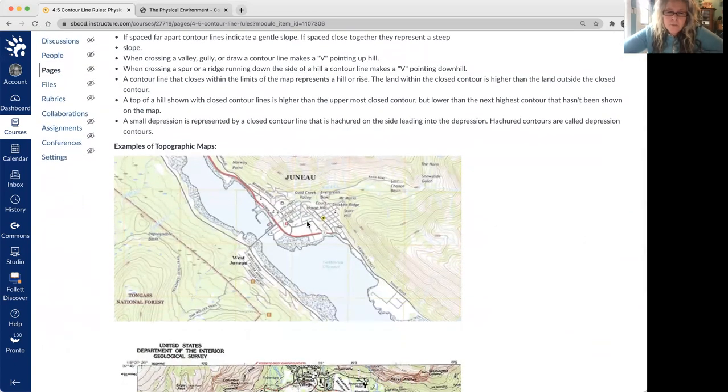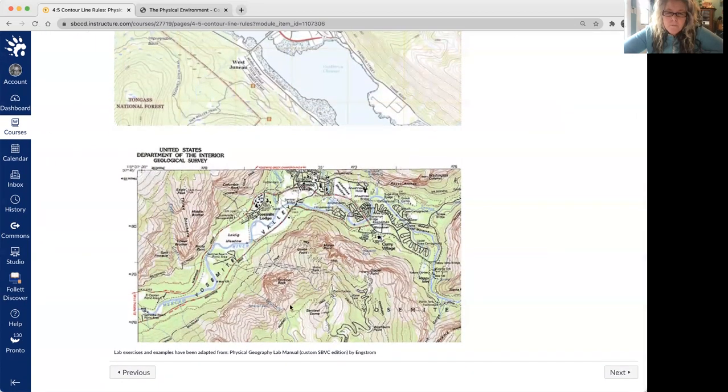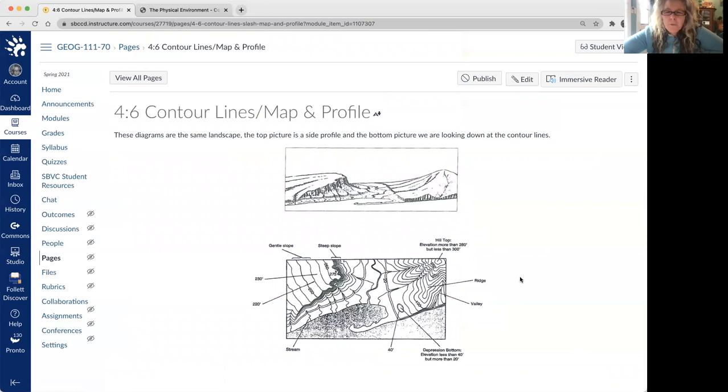Here's some great examples of topographic maps, so you can really examine the lay of the land. I love this one because it's of Yosemite Valley. If you've ever been to Yosemite, then you know it's a beautiful place. Let's keep going. Here's another example. This is a really great example.